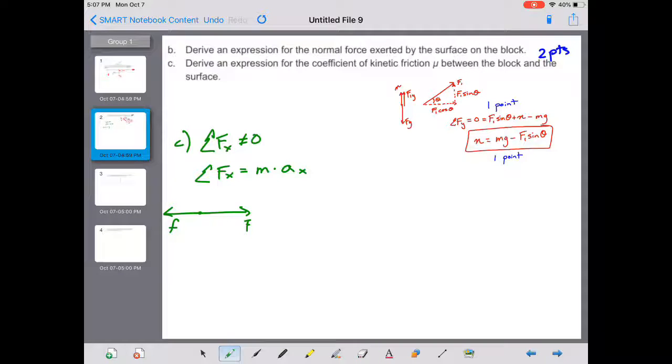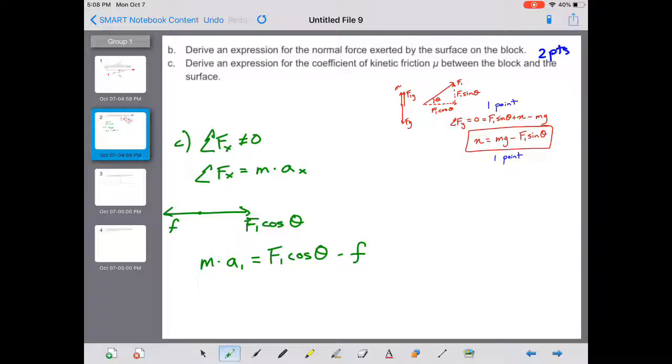Almost wrote sine there. F1 cosine of theta. And that's it. All right. So we put those into our equation. We've got m times a1 is equal to F1 cosine theta minus the force of friction.